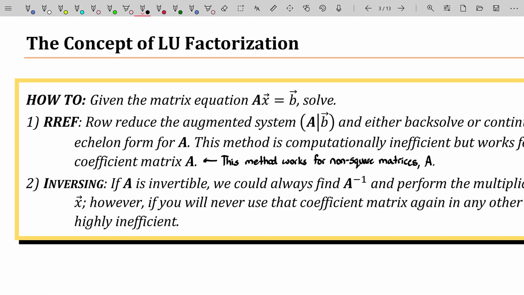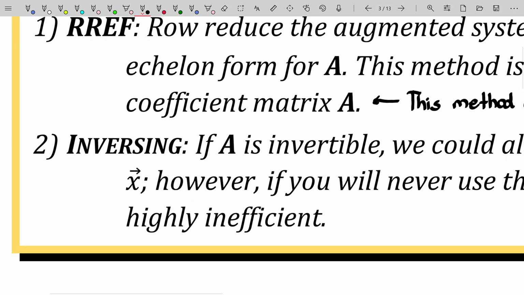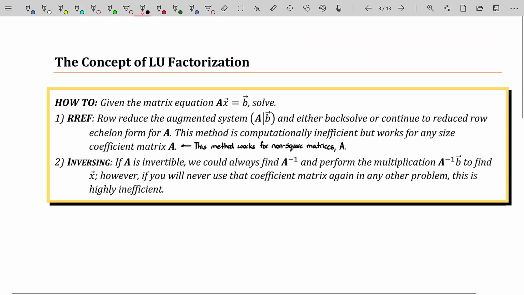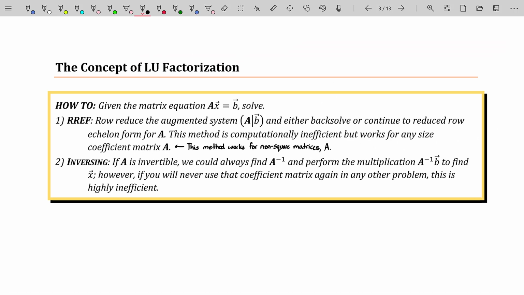Now, if you have a square matrix, then you might be in luck, because another method for solving if you have a square coefficient matrix is to find the inverse, if your matrix A is invertible. You find that inverse and perform the multiplication A inverse b to find the value of x in the equation Ax equals b. But as I state here, if you're never going to use that coefficient matrix ever again in any other problem, then finding the inverse of the matrix A is highly inefficient. You might as well have just put it in reduced row echelon form, honestly.